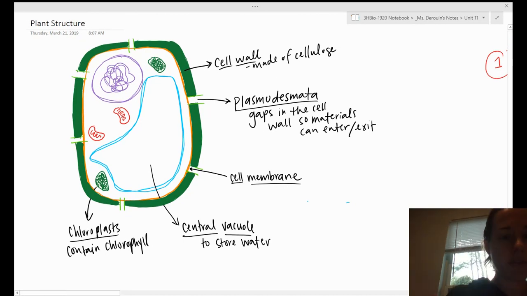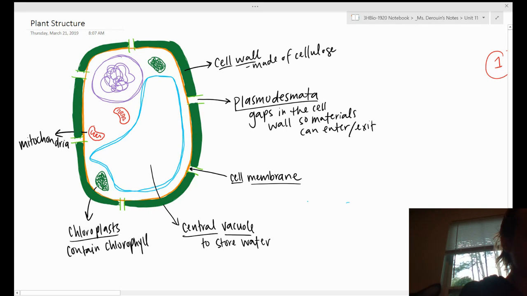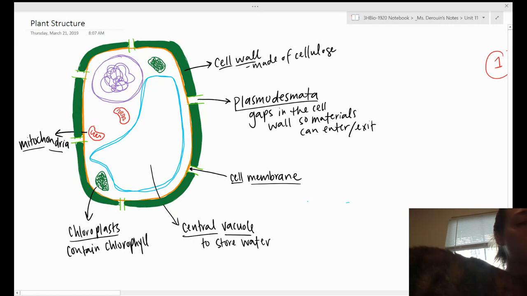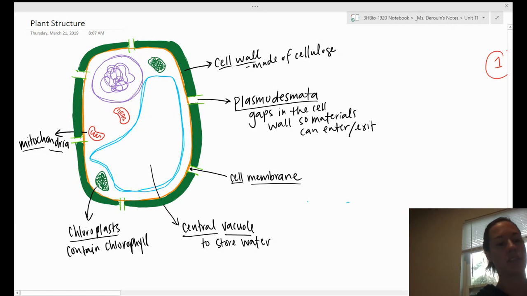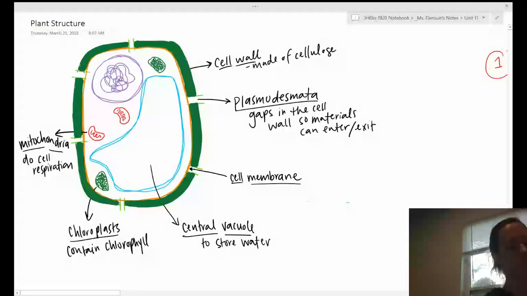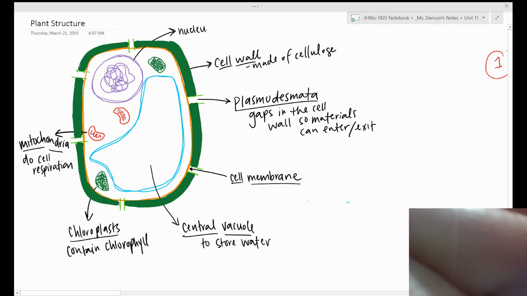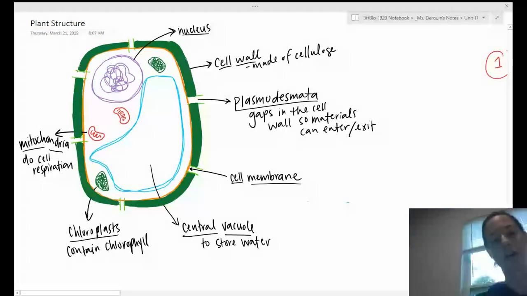Plants also, of course, have mitochondria, which they're going to use to do cellular respiration. So plants make their own food, but then they also have to convert that food back into usable energy, ATP. So these do cell respiration. And then, of course, we talked in the last video about how plants are eukaryotic. They will have a nucleus that stores their genetic material because they are eukaryotic cells.